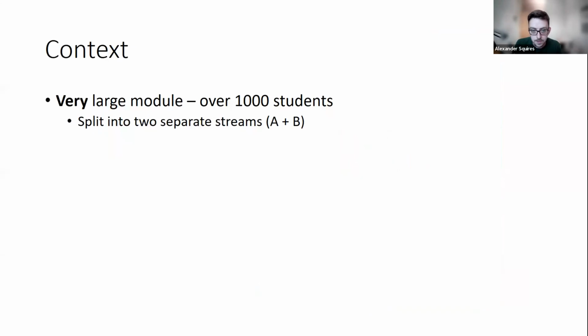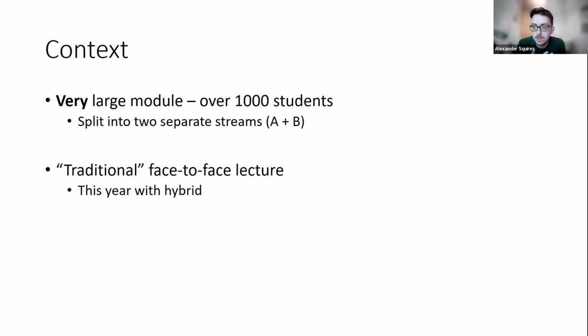So, as I said, it's a very large module, over 1,000 students. They're roughly all similar in terms of previous grades, and they're split into two separate streams. That was basically just because we didn't have a big enough room for all of them at the same time. I'm just going to refer to them as stream A and B throughout this talk. It comes up now and again. But yeah, essentially identical between the two streams.